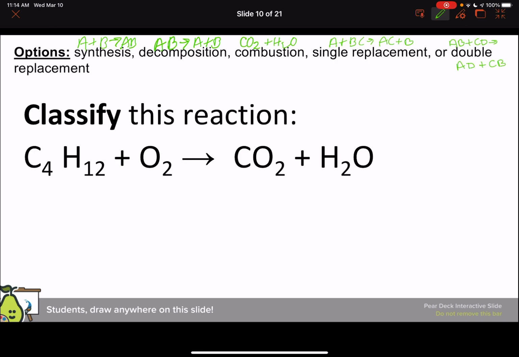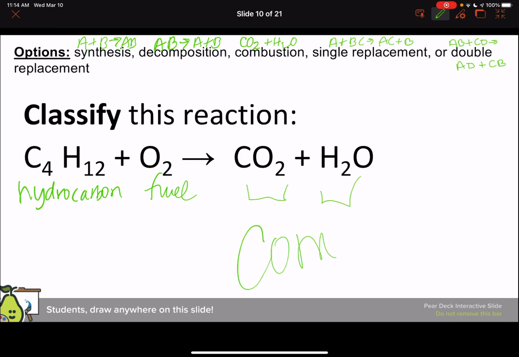So if we look at this reaction, we actually have a hydrocarbon, we have our fuel as O2, and then we have these same 2 products. So we would see that this one would be a combustion reaction. It may look like a single or double replacement, but there's no replacing. O actually bonds with the C, and O actually bonds with the H2.